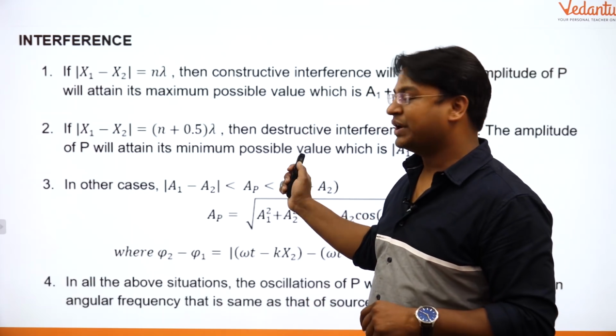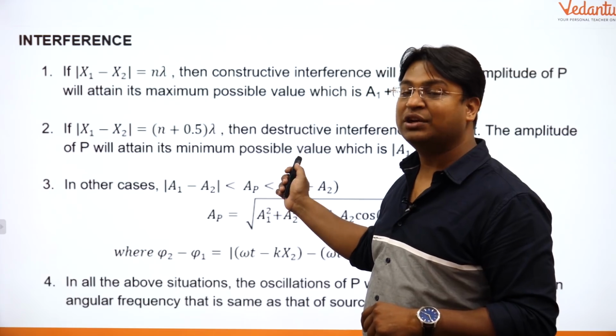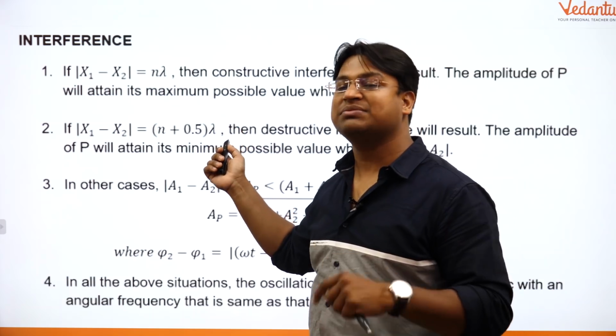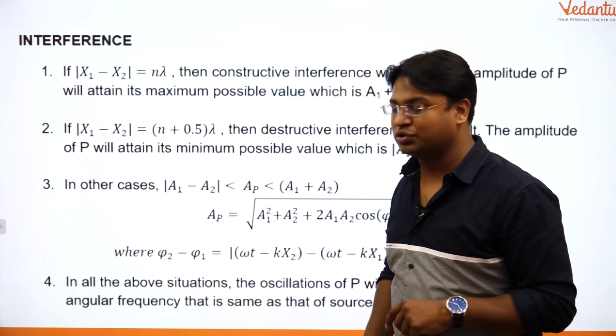In this case, whatever intensity we get at point P is the lowest intensity, and in constructive interference, whatever intensity we get at point P is the maximum intensity that we could have obtained using those two waves.